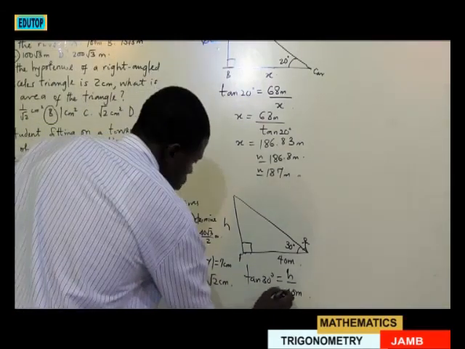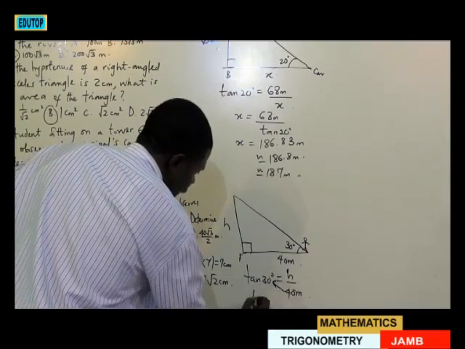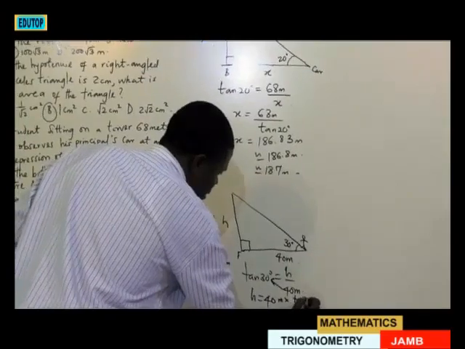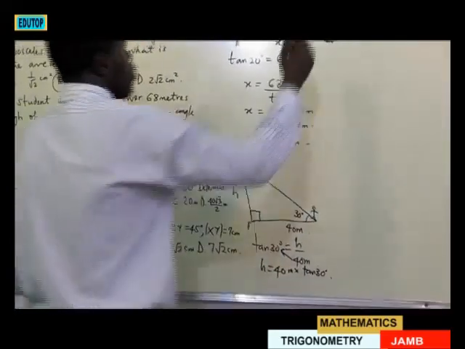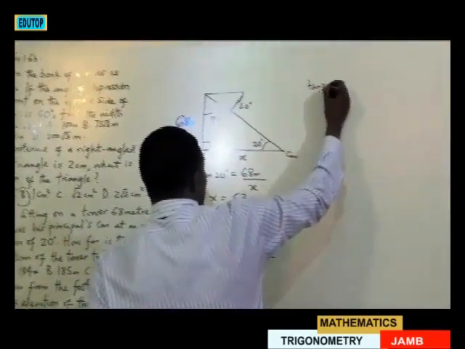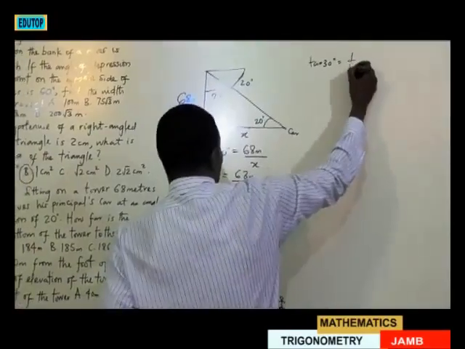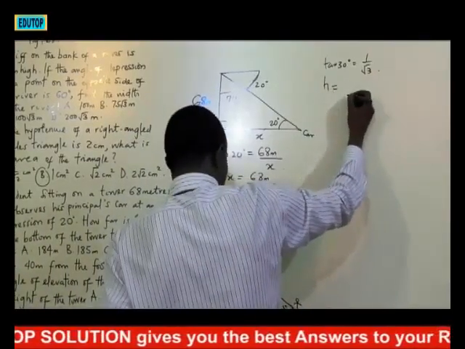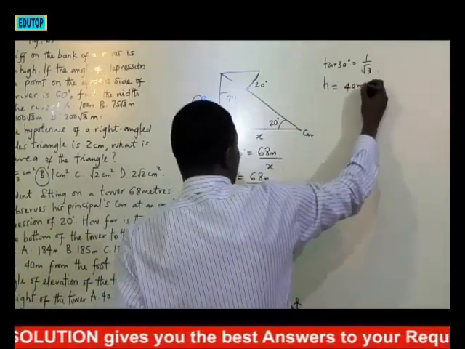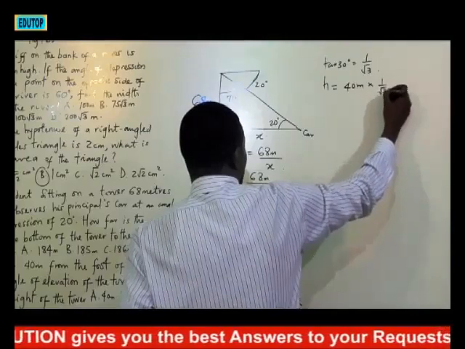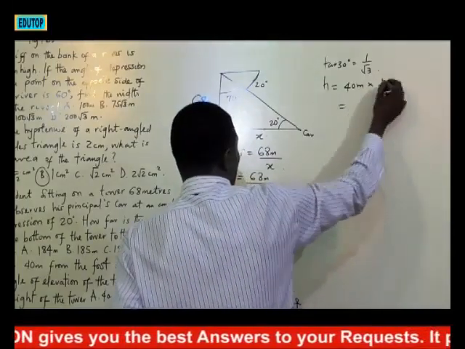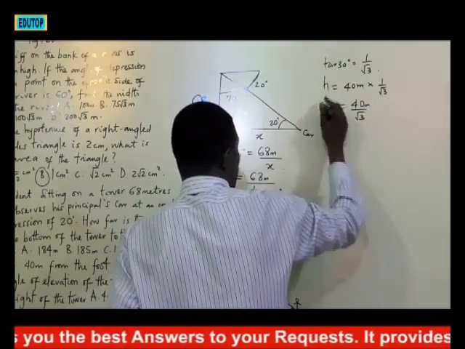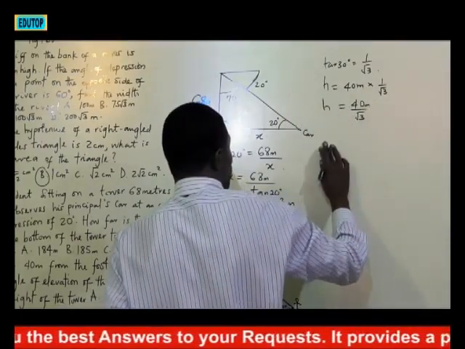Then we cross multiply to get our height. So our height will definitely be 40 meters times tan 30 degrees. And by special angle, tan 30 degrees is 1 over root 3. That means our height will definitely be 40 meters times 1 over root 3. So by the time we multiply this, we have 1 times 40 meters, which is still 40 meters over root 3. So what do we do? Do we leave our answer this way? No, we need to rationalize.